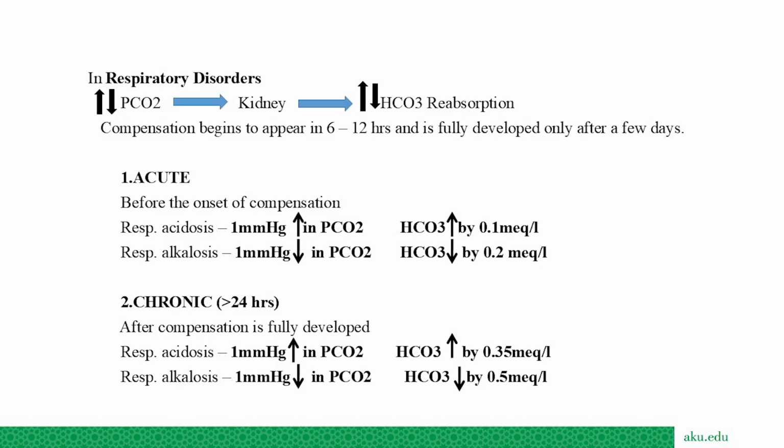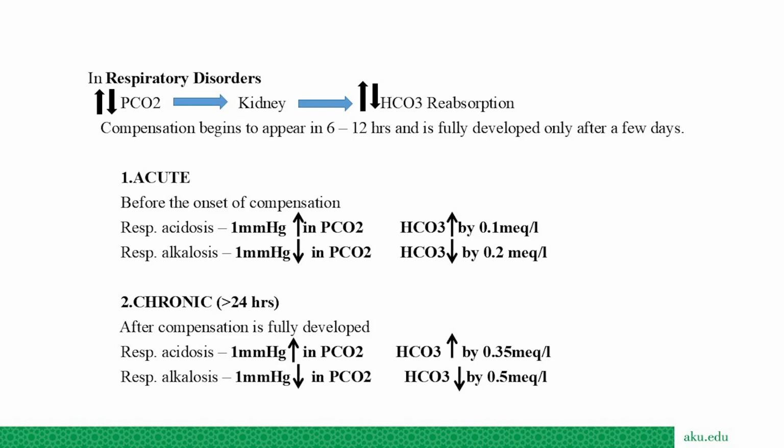For respiratory disorders, when the PCO2 changes, the body compensates, and the organ that compensates is the kidney by decreasing or increasing the bicarb reabsorption. However, the kidney compensation for respiratory disorders is usually slow. It starts slowly after around 6 to 12 hours, and the complete compensation may take up to a few days.